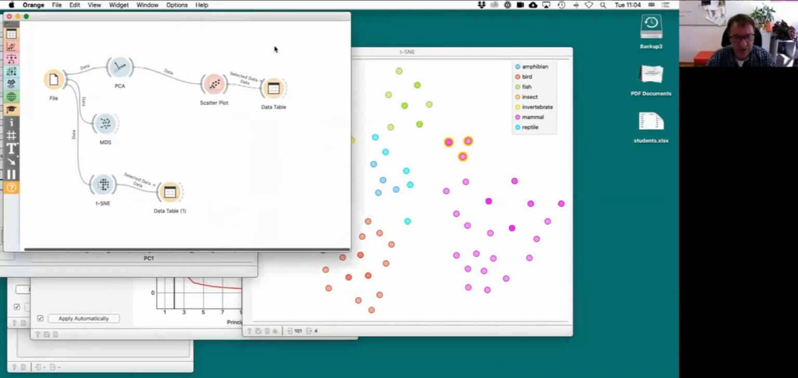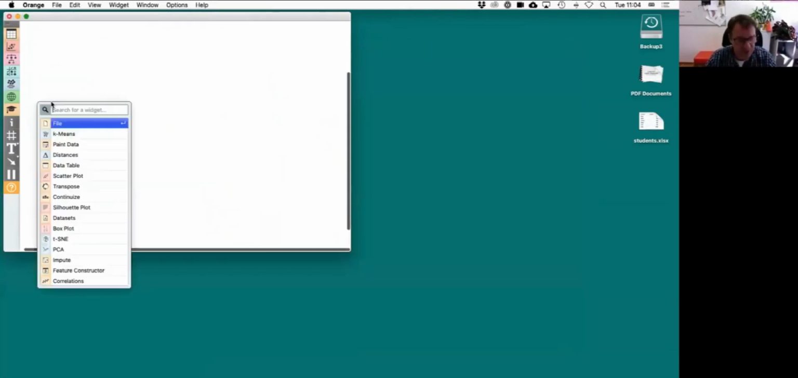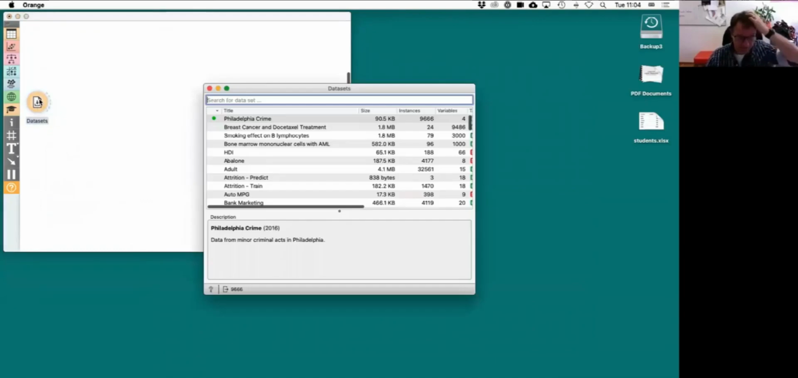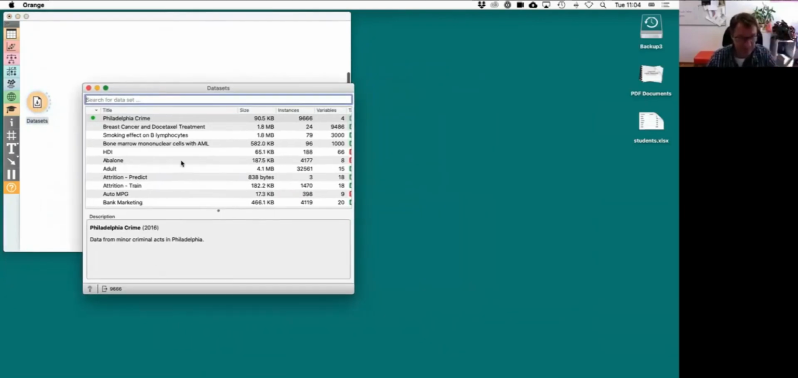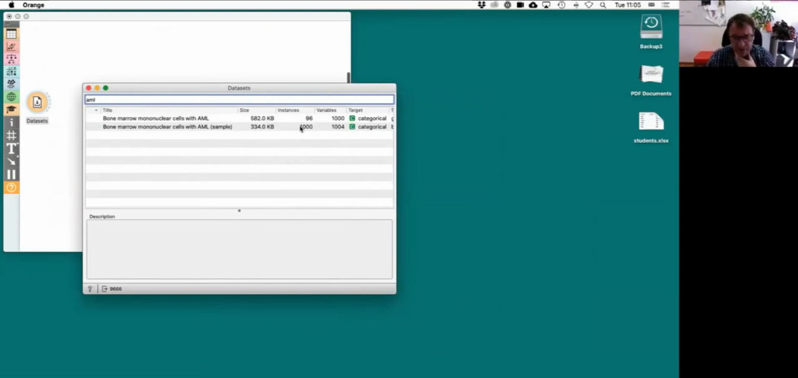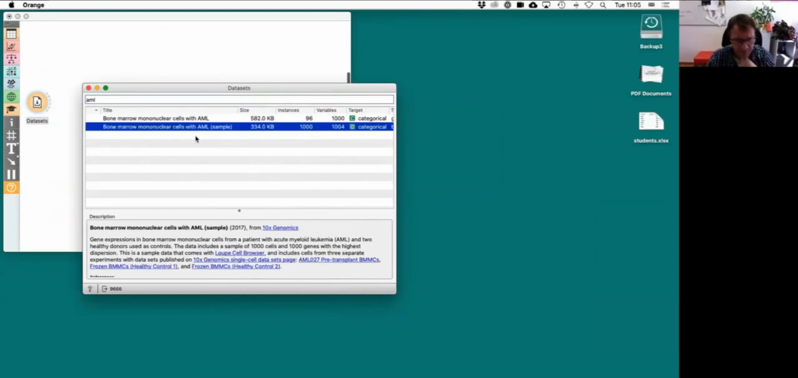Okay, let me give another example. Let me go to a particular data set I have in a data sets widget. And I'm sorry, this data set comes from biology. So I have it under AML. So this data set contains 1,000 of, this is called bone marrow mononuclear cells.